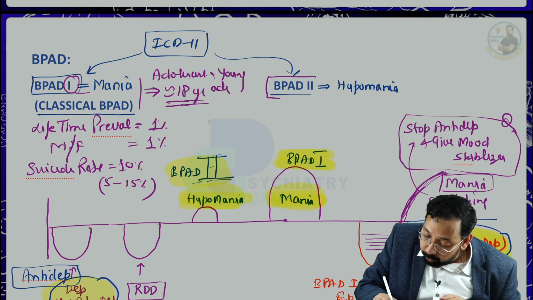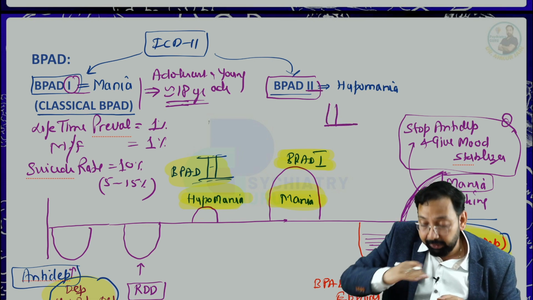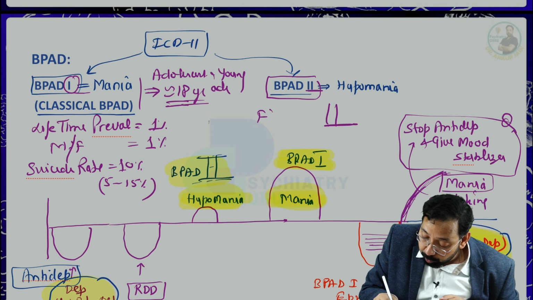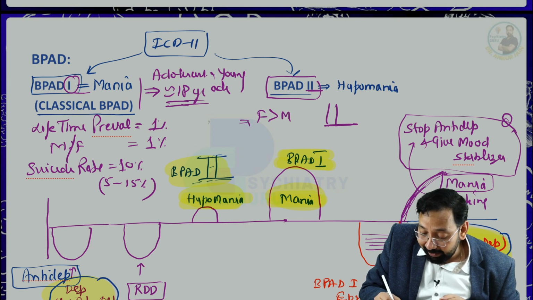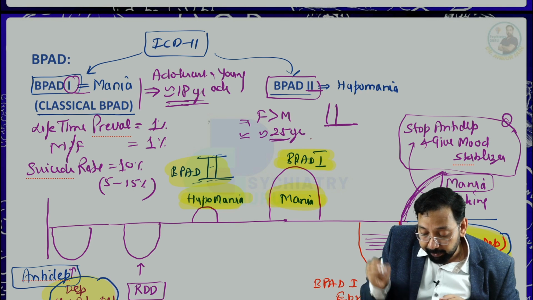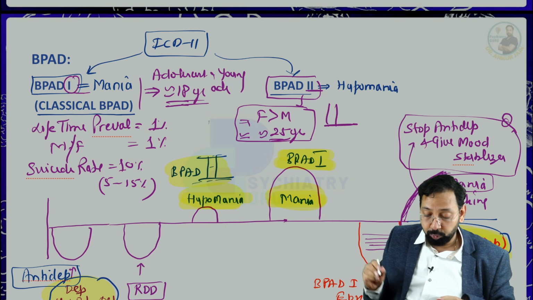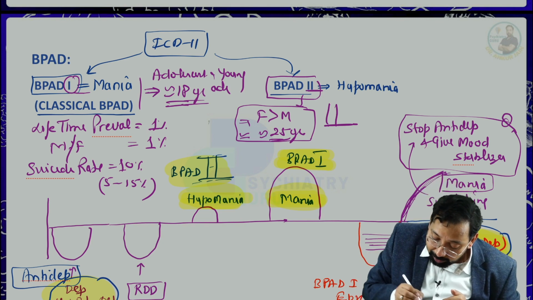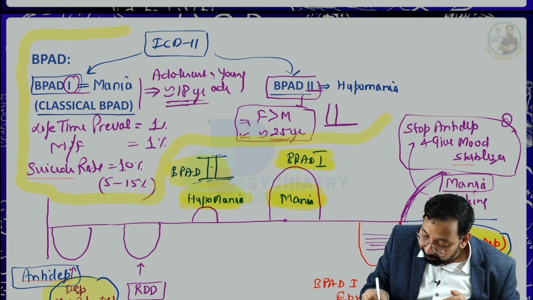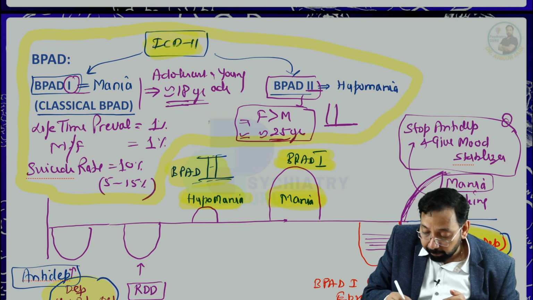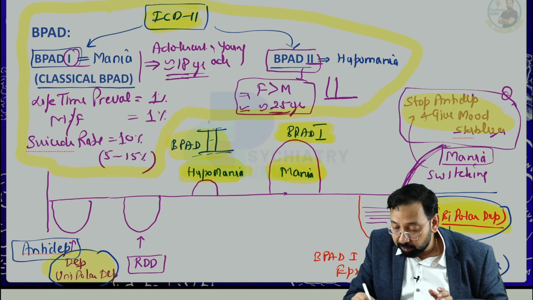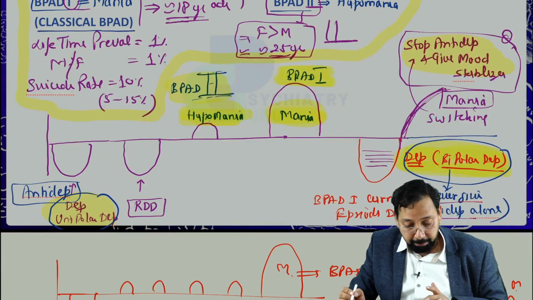In BPAD2, you will remember 2, if I write 2, it looks like F if I rotate. So BPAD2 is more common in females than males. And the common age is around 25 years, mid 20s. So this question has been asked recently in INI, meaning they ask on the prevalence, and this is definitely an update. So this part you can't skip.